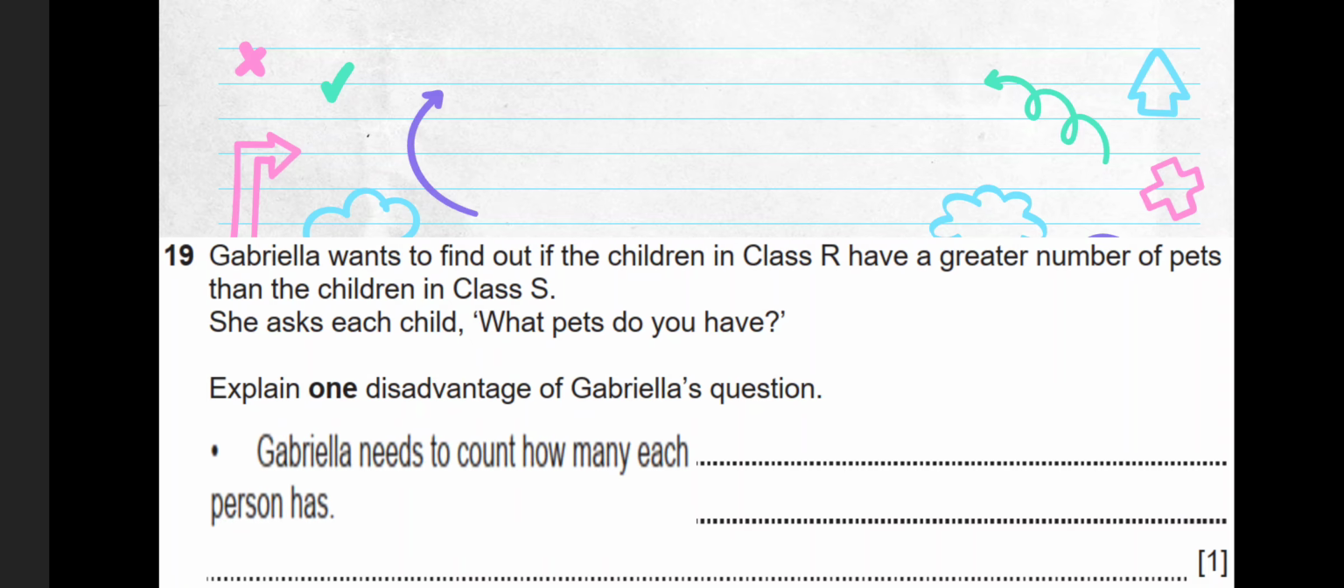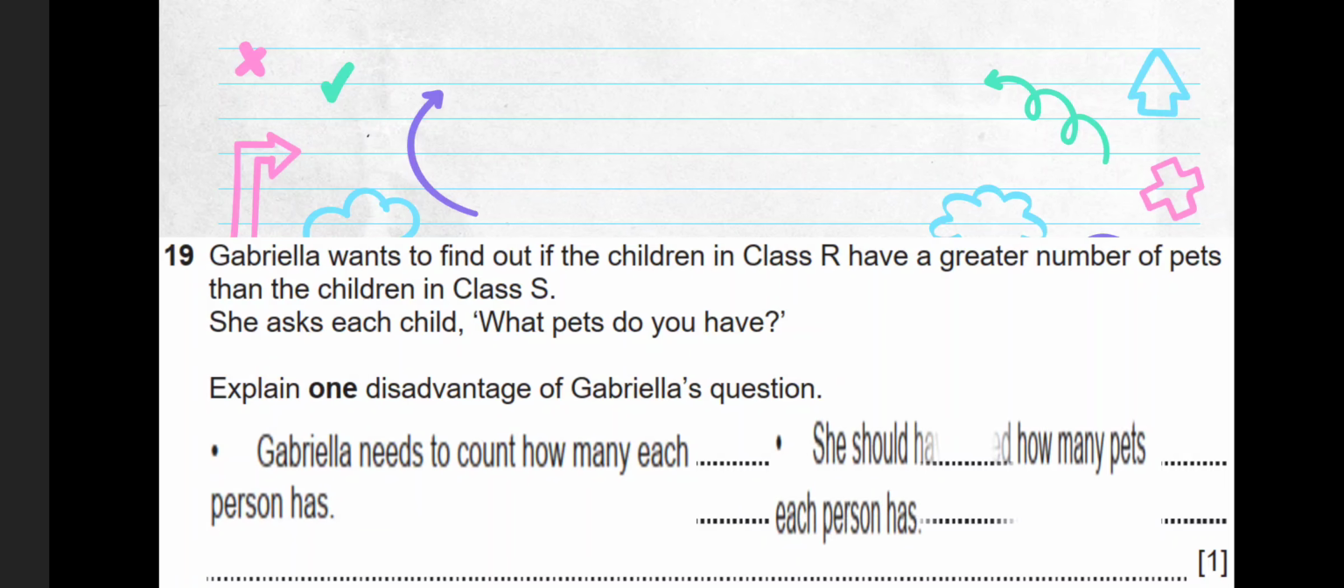So she should have asked how many pets each person has. A good question should be talking about the number of pets. Explain one disadvantage of Gabriela's question: she is asking about the pets, the name or the type of the pets, although we need to know about the number. So this is not a correct question.